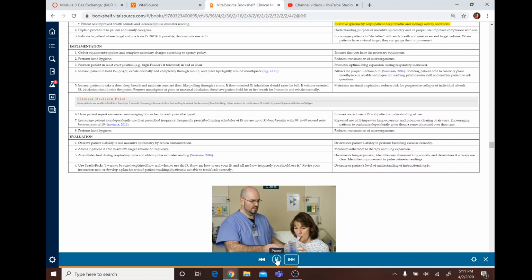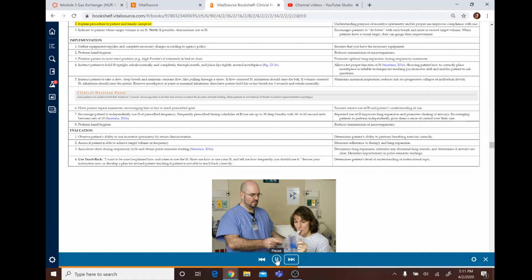Incentive spirometry helps patient deep breathe and manage airway secretions. 2. Explain procedure to patient and family caregiver. Understanding purpose of incentive spirometry and its proper use improves compliance with use.